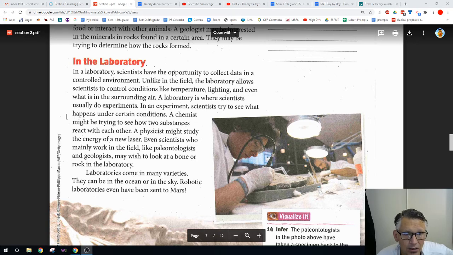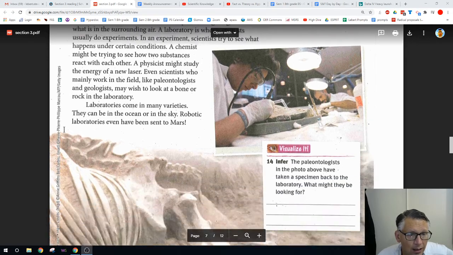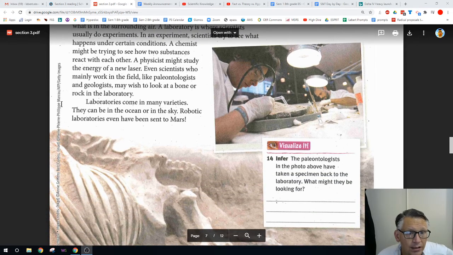A chemist might be trying to see how two substances react with each other. A physicist might study the energy flow of a new laser. Even scientists who mainly work in the field, like paleontologists and geologists, may wish to look at a bone or a rock in a laboratory. Laboratories come in many varieties. They can look like the ocean or the sky. Robotic laboratories may even be sent to Mars.